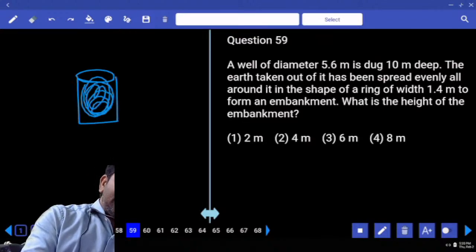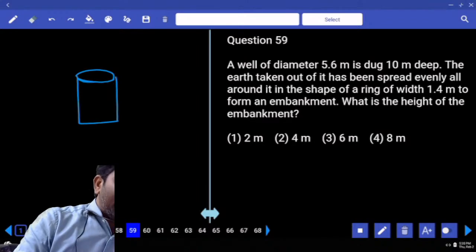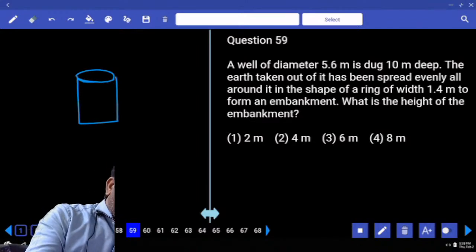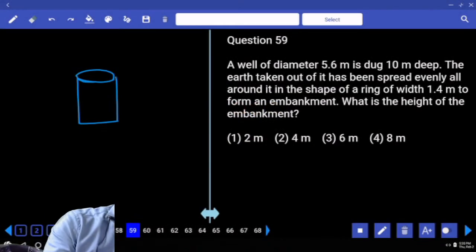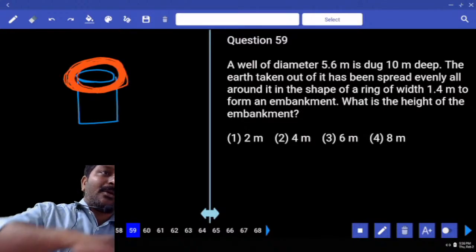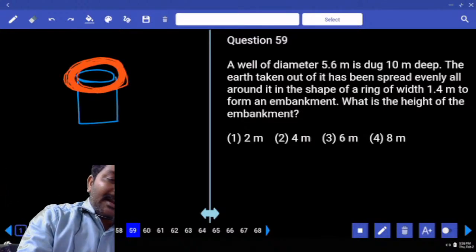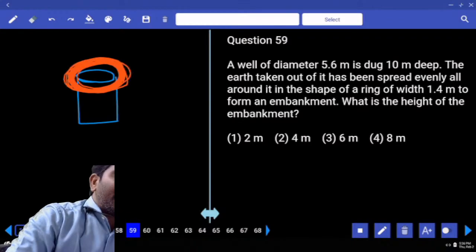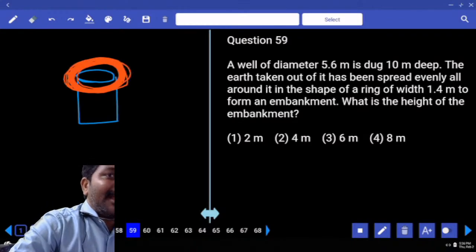Earth from this well is taken out and is formed in a ring outside the perimeter. So here in the red color space, whatever is taken out from the well, spread over a ring form, this is called embankment. We were asked to calculate the height of the embankment.